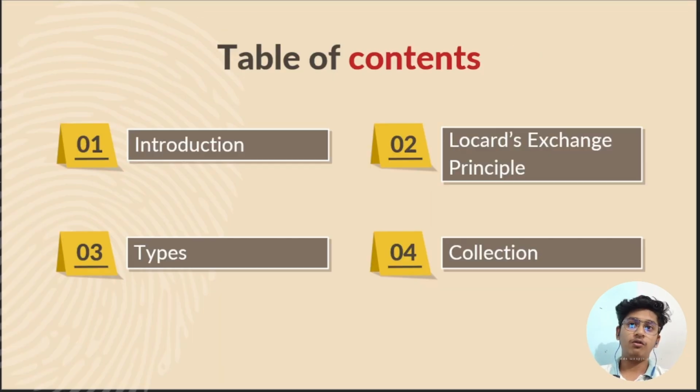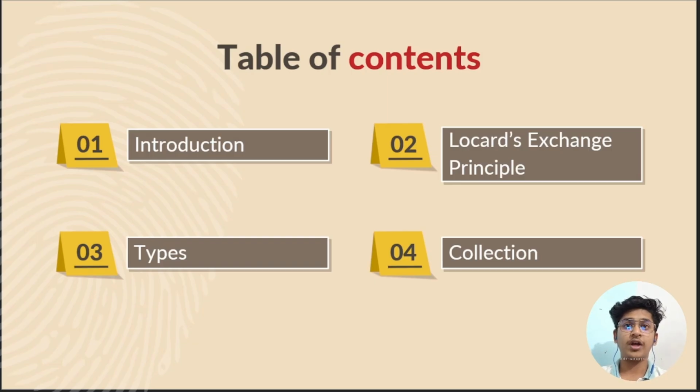So in this video, we will first start with an introduction. What is trace evidence? Why is it so important in criminal investigations? And how does something as small as a fiber or a speck of dust help forensic experts link a suspect to a crime scene? Then we will move on to one of the most famous forensic principles, Locard's exchange principle. After that, we will discuss the different types of evidences, like for example hair, fibers, gunshot residue, paint, glass, and etc. We'll discuss all of them.